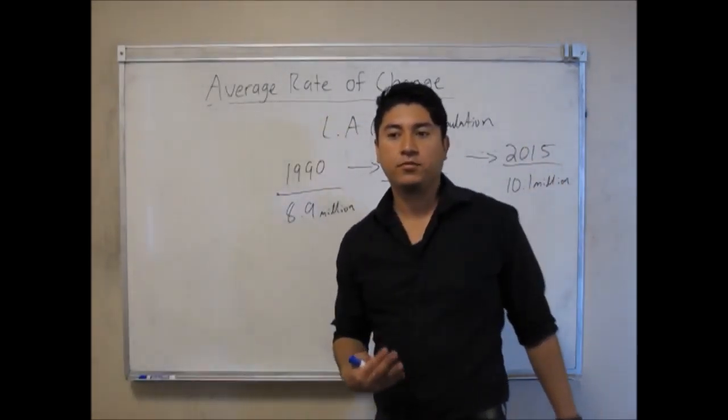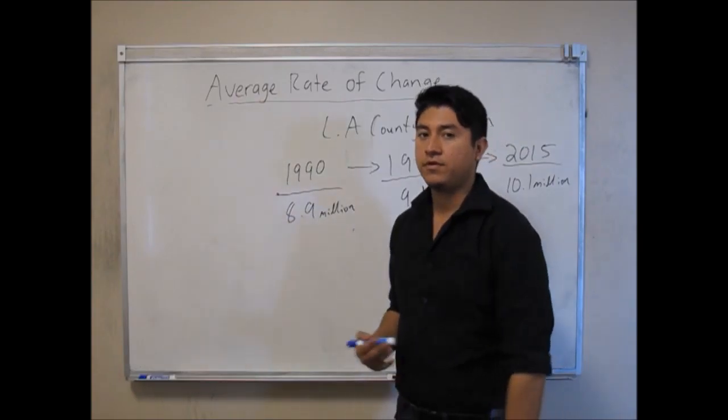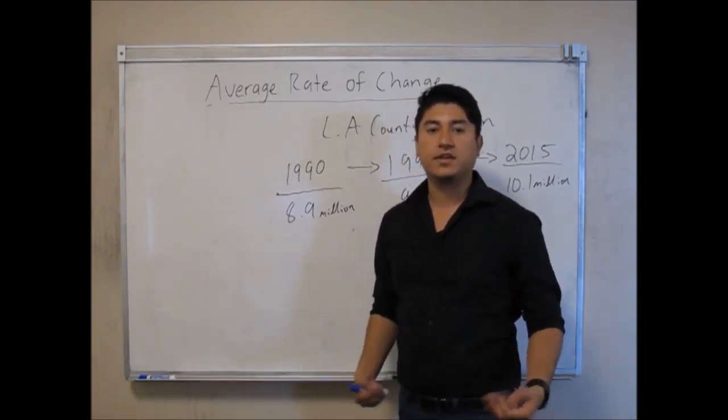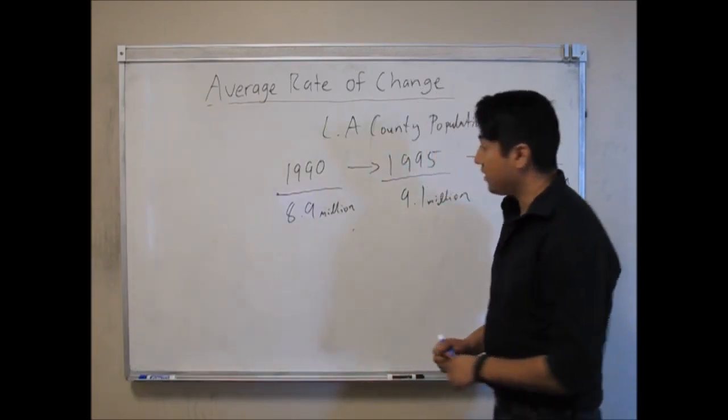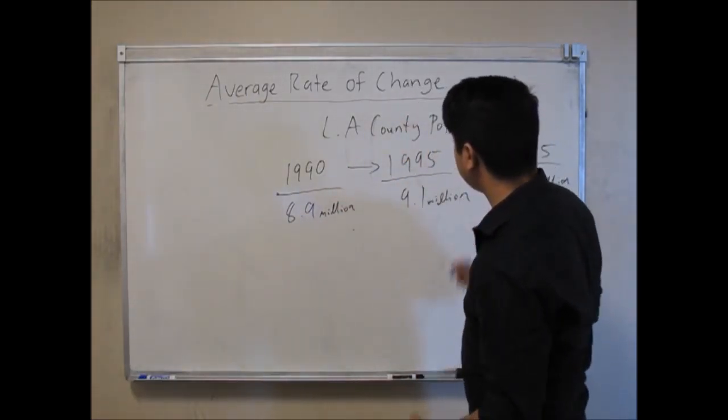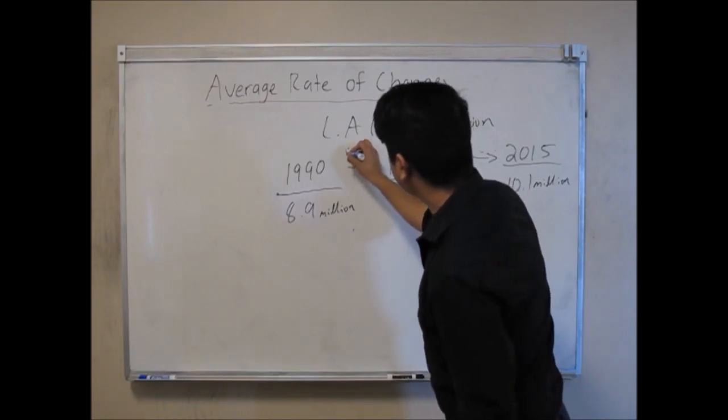So for our purposes, we are going to assume that the population growth here in LA is constant. In other words, it grows in a linear fashion. So let's take this example that I have here. From 1990 to 1995, that's 5 years, right?